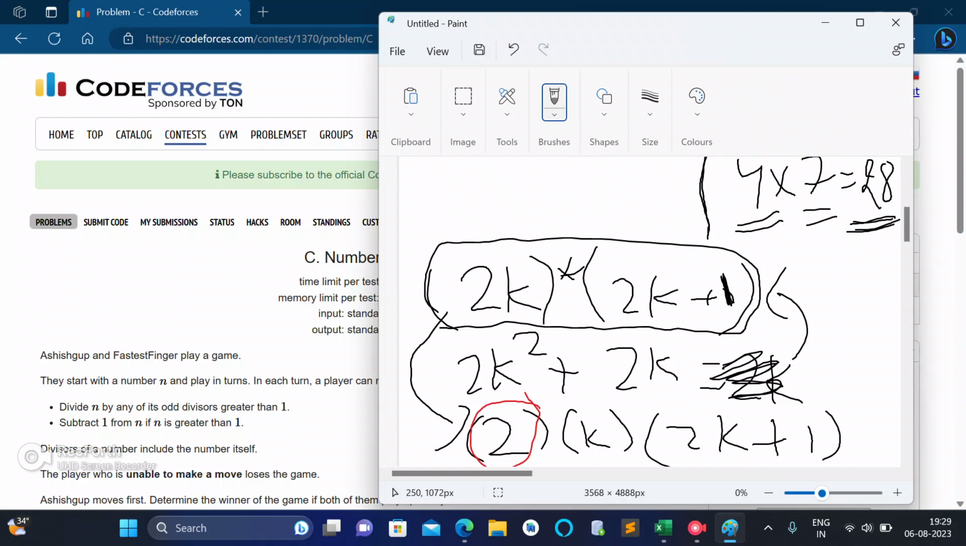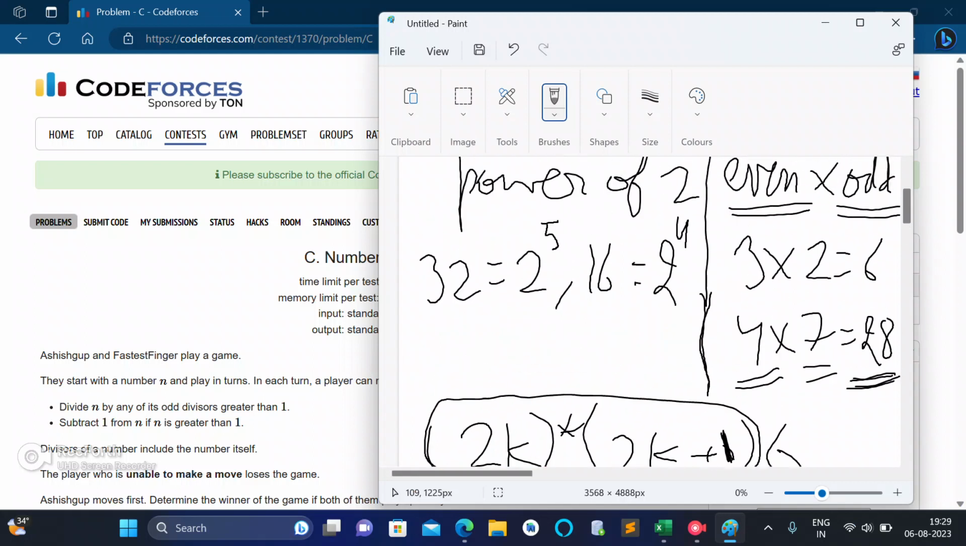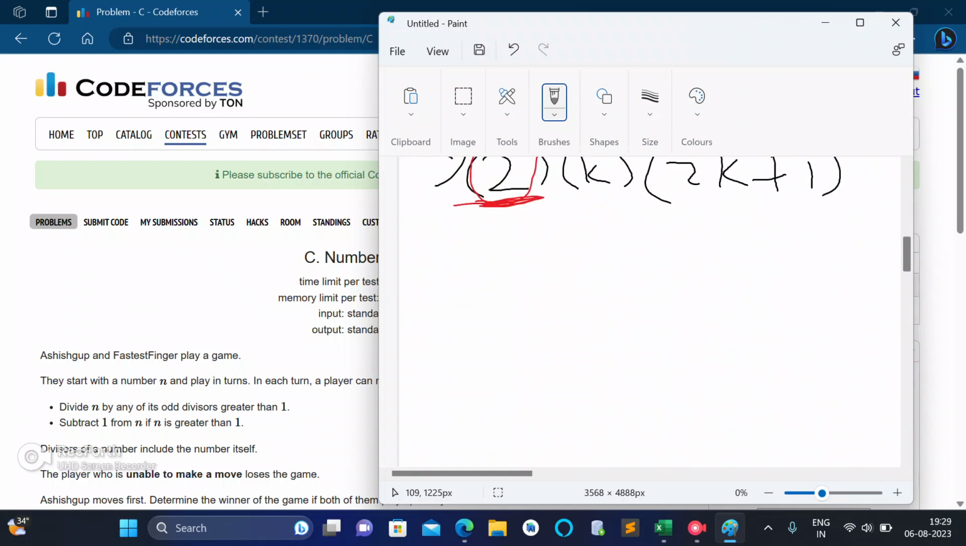So this number is divisible by 2. As this number is divisible by 2, I can say the product of even and odd number, because this is actually an even number which I am now marking, and 2k plus 1 is actually an odd number. So we can say that the product of even and odd number is always even because there is a factor of 2. So this is the proof that the product of even and odd number is always even.